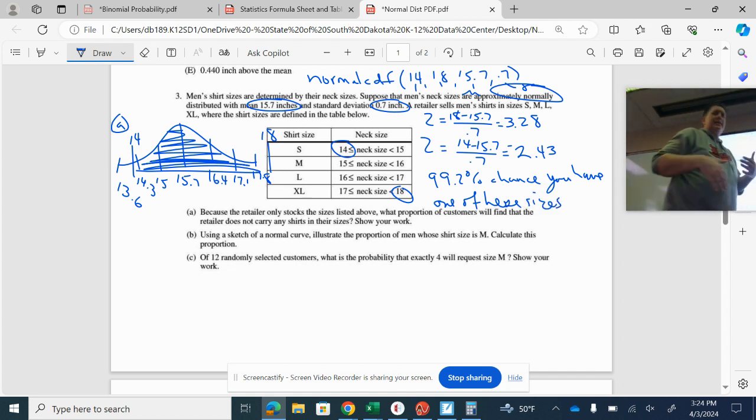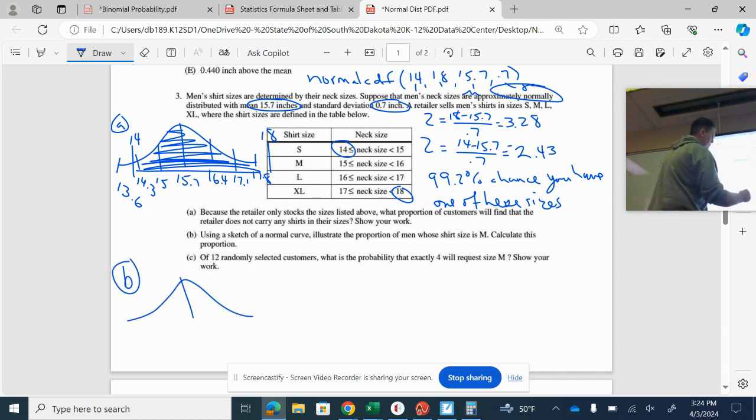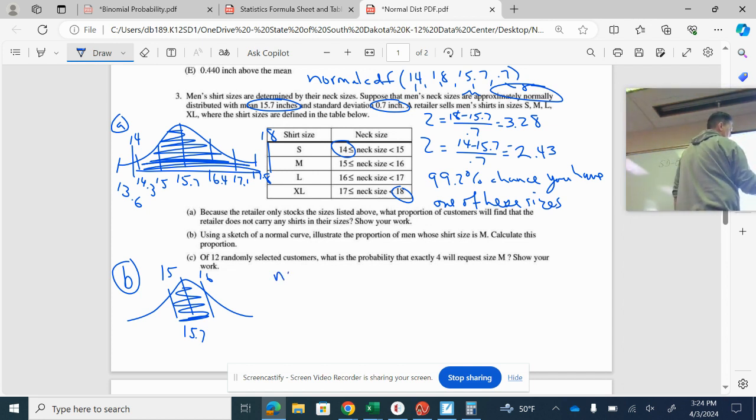You need the context. So the shirts in that range, from 14 to 18, that's a 99% chance. All right, B, using a sketch of a normal curve, let's put in a 15.7 and illustrate the proportion whose shirt size is medium. The accuracy isn't always the big thing. It's the idea that 15 to 16 would be surrounding the mean. This one I'm going to do the kind of cheater way.